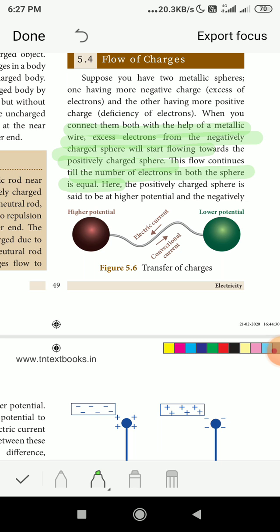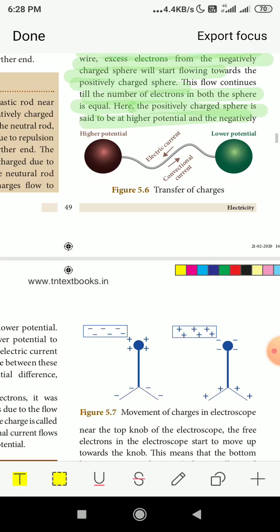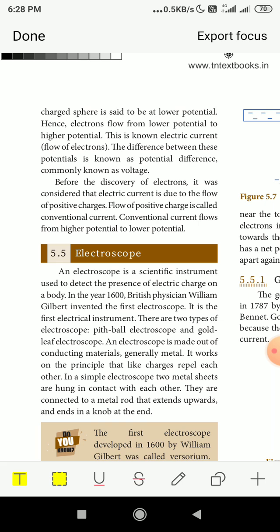The positively charged sphere is said to be at higher potential. The positively charged sphere has high potential and the negatively charged sphere has low potential. So this is how charges flow: electrons flow from a lower potential to a higher potential. Always the electrons will be flowing from a lower potential to a higher potential. This is known as electric current, or flow of electrons.